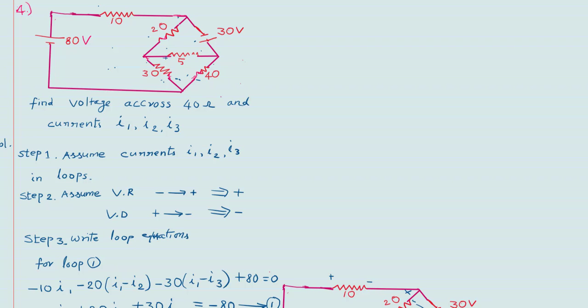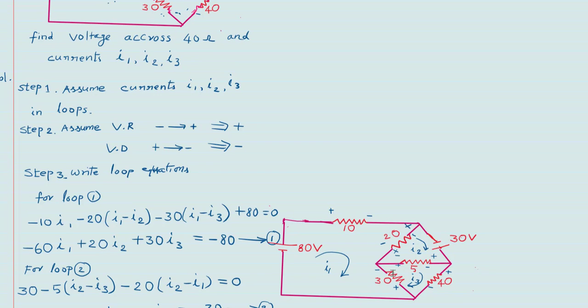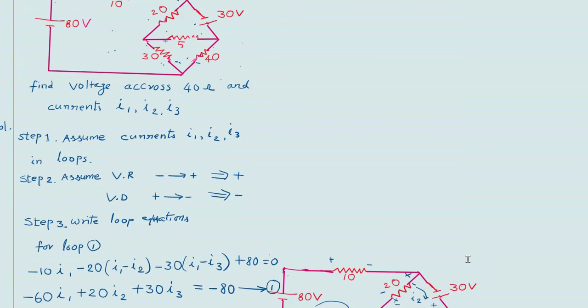So similarly, suppose we get the supply like this. In the assumed current direction, first getting negative, next positive, means we treat that as voltage rise. So first negative, next positive means voltage rise. So that will get the positive sign. So these are the two rules that we have to keep while writing the loop equations.